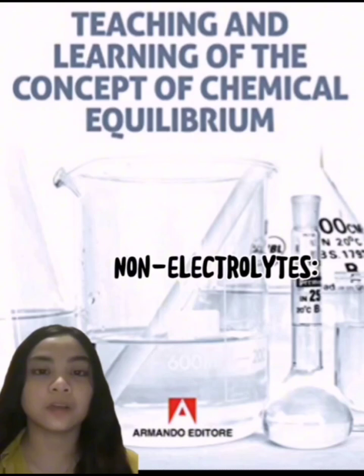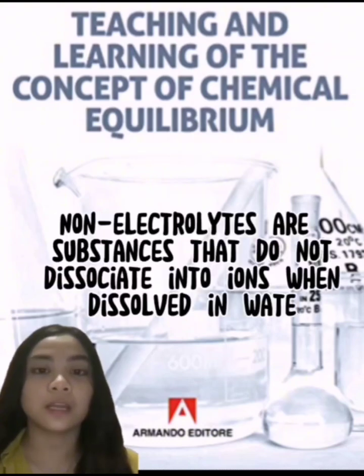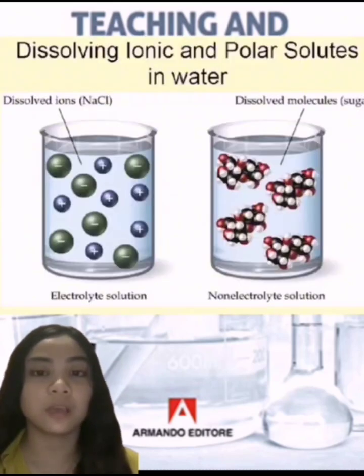And the third one is non-electrolytes. Non-electrolytes are substances that do not dissociate into ions when dissolved in water. They do not conduct electricity because they lack free ions that can carry electric charge. Non-electrolytes are typically covalent compounds with no ionic character. Examples of non-electrolytes include sugar, like sucrose, alcohol like ethanol, and organic compounds. Although non-electrolytes do not conduct electricity, they can still dissolve in water and form solutions.